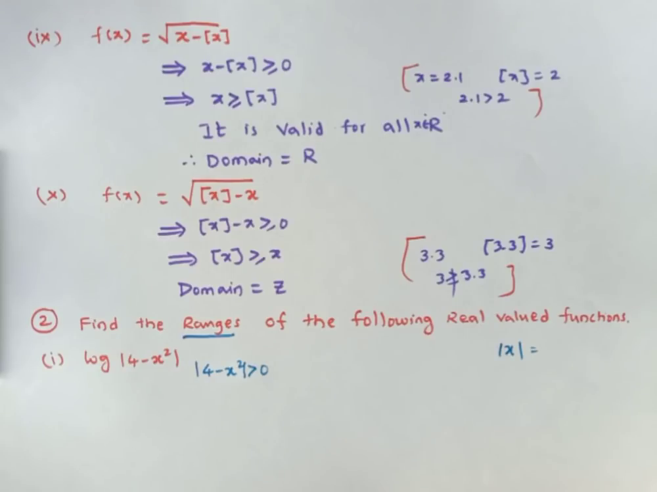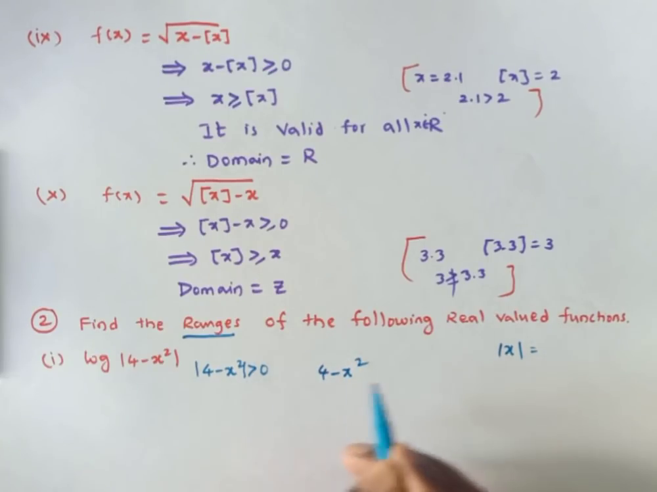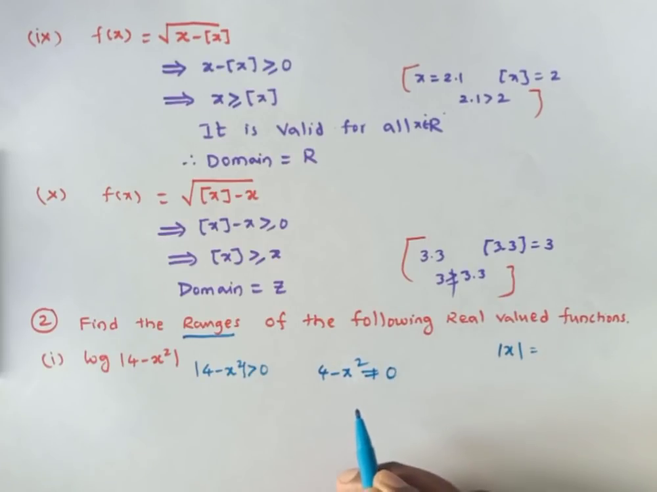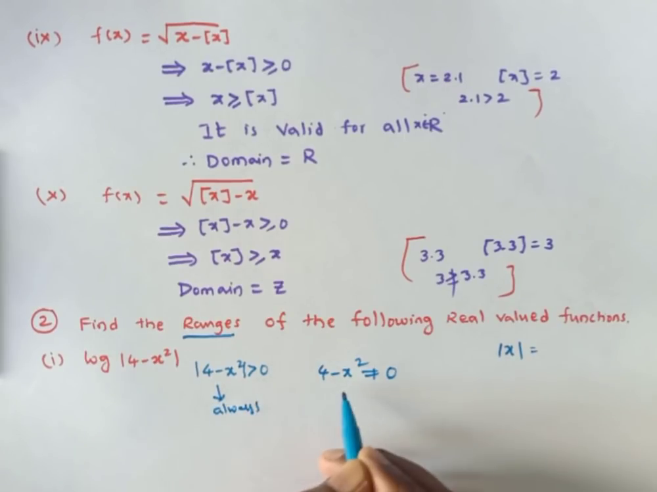Here, if x is 0, then there is a fixed constant, that is 4. So 4 is always a positive number. And one more thing, maybe it can become 0, right? So we need to make sure that 4 minus x square is not equal to 0 again. This is positive and you need to check that 4 minus x square is not equal to 0. So here we can conclude that this is always positive except x equal to minus 2 and plus 2, right? So x square is not equal to 4.